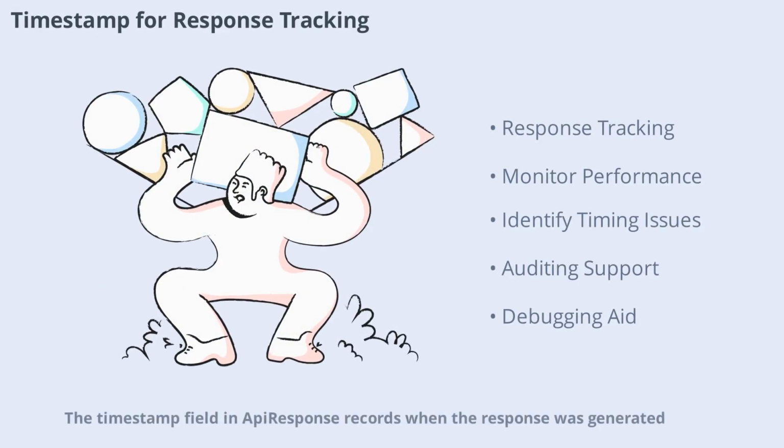The timestamp field in ApiResponse records when the response was generated. This helps track API activity, monitor performance, and identify timing issues. Accurate timestamps are valuable for auditing and debugging in production environments.